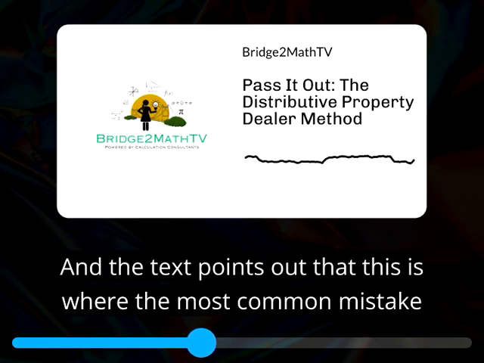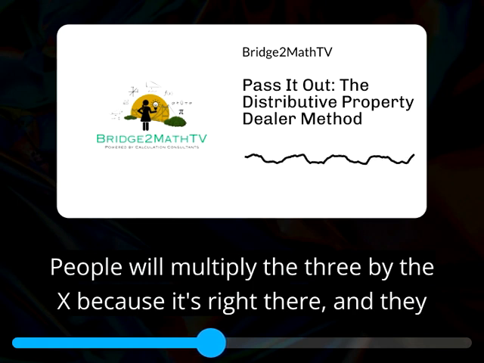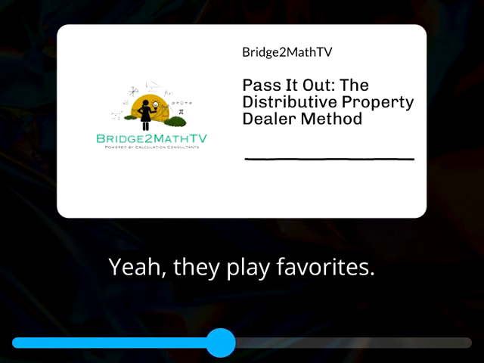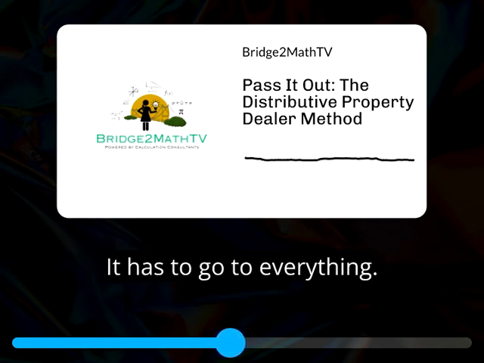And the text points out that this is where the most common mistake happens. People will multiply the 3 by the x because it's right there, and then just forget the rest. Yeah, they play favorites. They only deal a card to the first player. But there are no leftovers in math. No favorites. It has to go to everything.